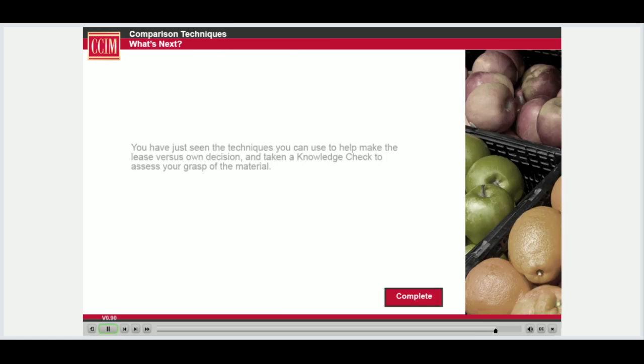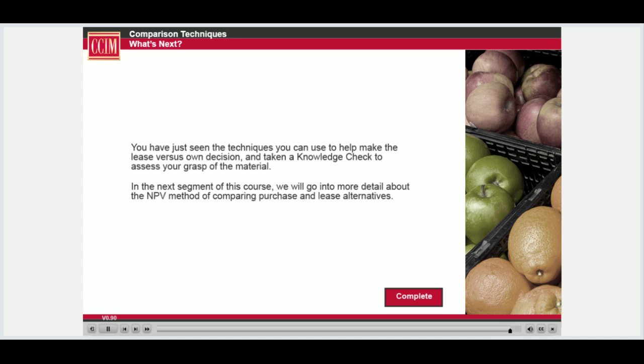You've just seen the two financial techniques that you can use to help make the lease versus own decision. Take a knowledge check to assess your grasp of the material. In the next segment of this course, we will go into more detail about the NPV method of comparing purchase and lease alternatives.